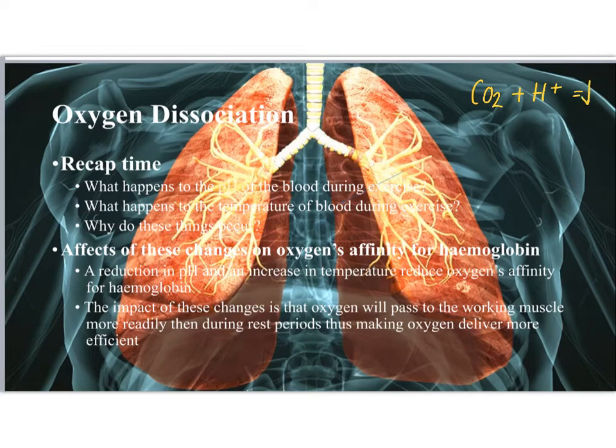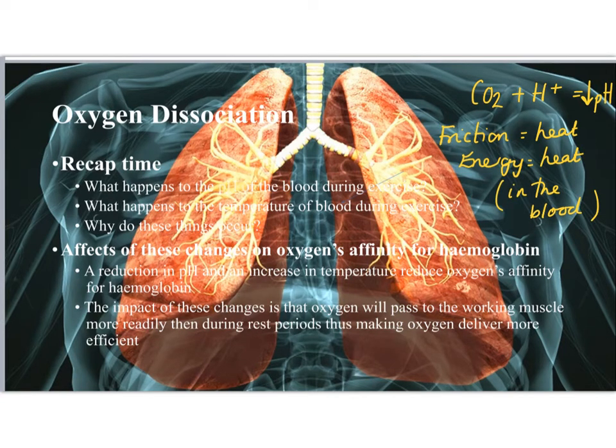That friction in the muscles causes heat. Energy being produced within the muscle cell, ATP, that produces heat. The blood picks that heat up as well, and it's transferred around the body. Why do these things occur? Due to exercise, one session of exercise. Effects of the changes on oxygen's affinity for hemoglobin. This is key to understanding the next part.